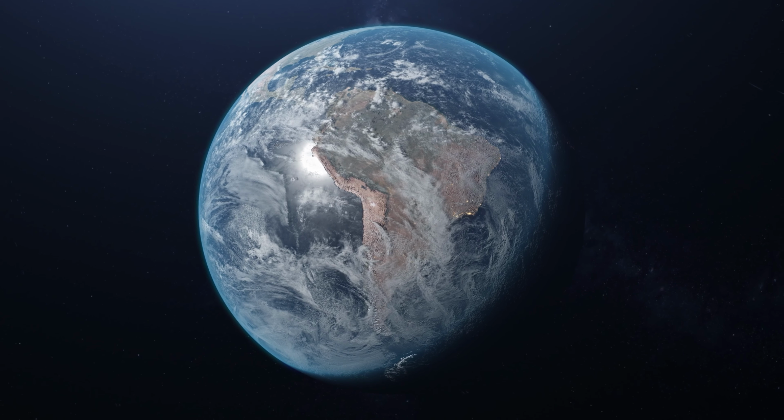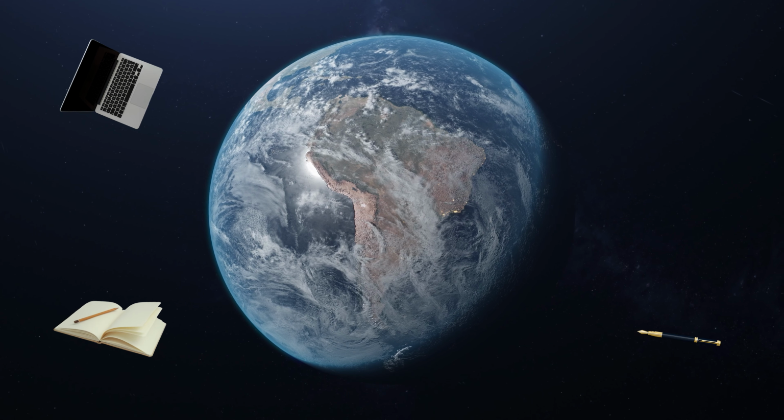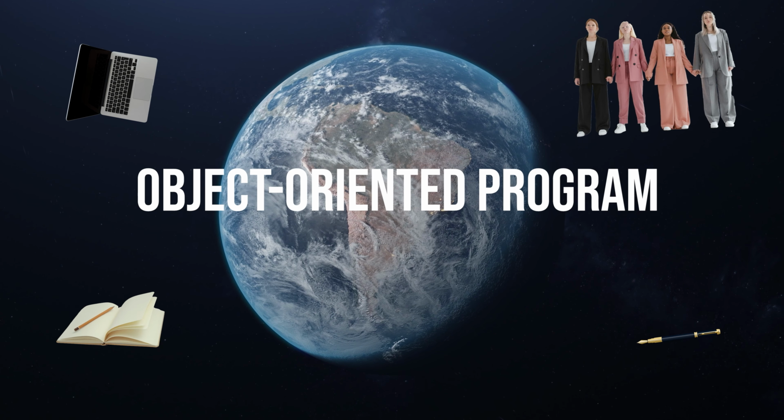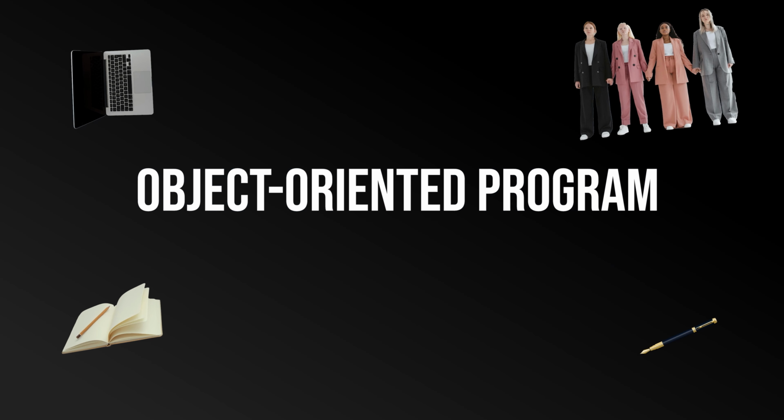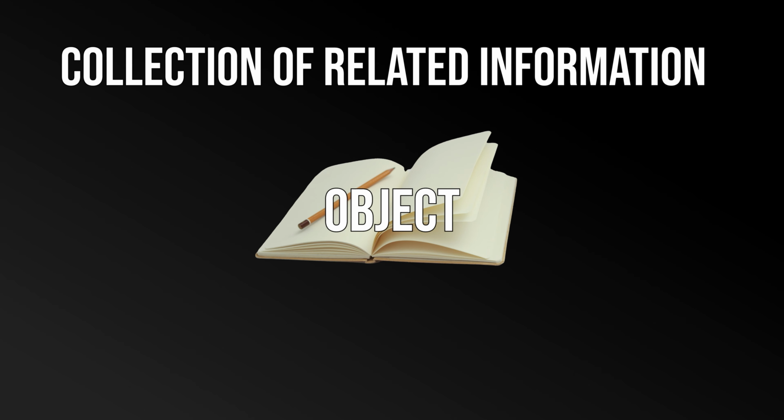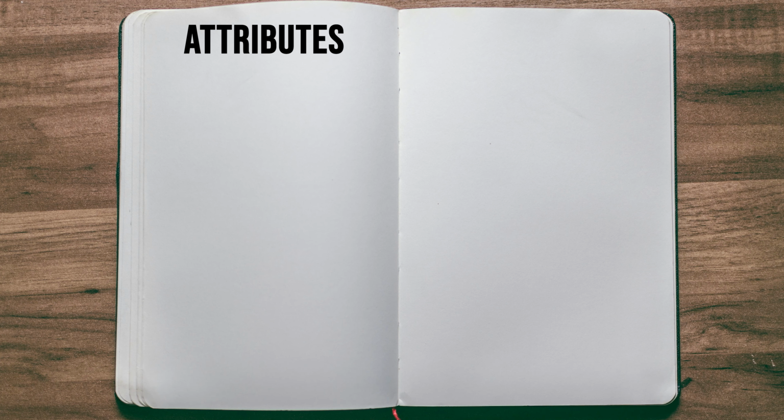In our world, we can see everything as an object: a laptop, a pen, a book, and even people. And a program that uses object-oriented technology is basically a collection of all these objects. An object is a collection of related information. Inside an object, we find data stored as attributes and actions.